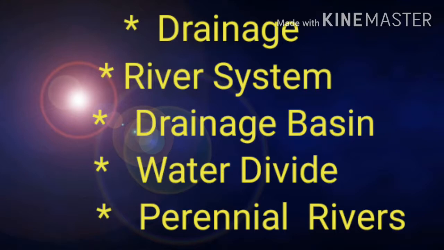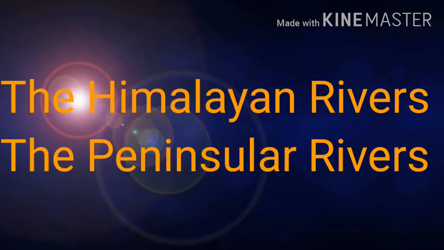Yes, an upland or highland area that separates two drainage basin systems. Students, now I am going to differentiate the Himalayan rivers and the peninsular rivers. The Himalayan rivers are mostly perennial. See, they depend not only on rainfall but also on melting of snow. But the peninsular rivers are mostly seasonal in nature. Students, they depend on rainfall only.